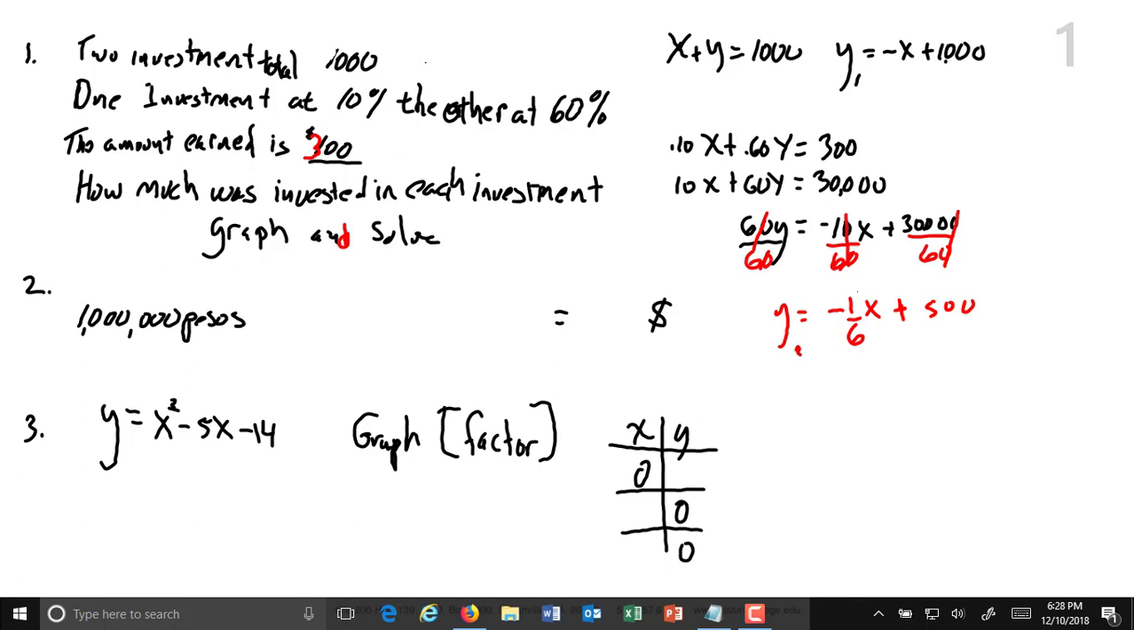Oh, y2? Yeah, that's a little scrudgy too. That's a 1.